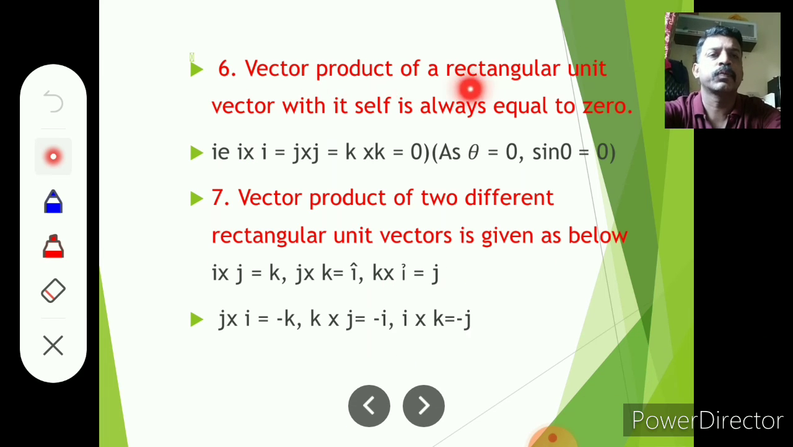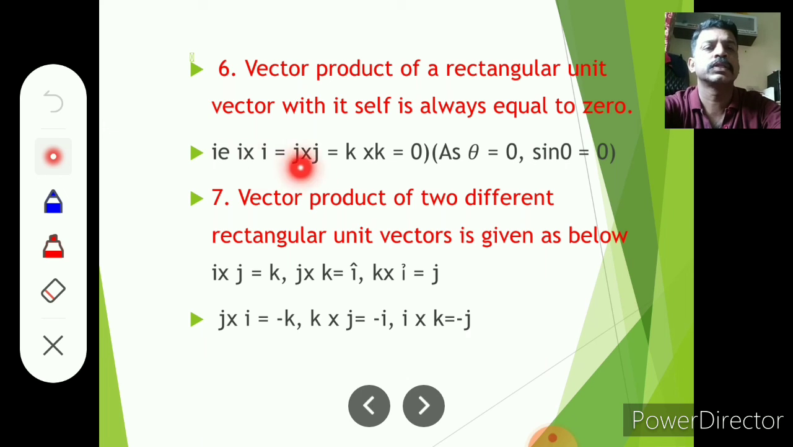The vector product of a rectangular unit vector with itself is always equal to 0. That is, I cross I, J cross J, K cross K is equal to 0, because theta equals 0 and sine 0 is equal to 0. If we take the self product of rectangular unit vectors, then it is 0.